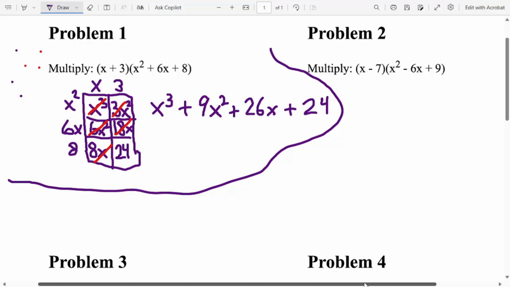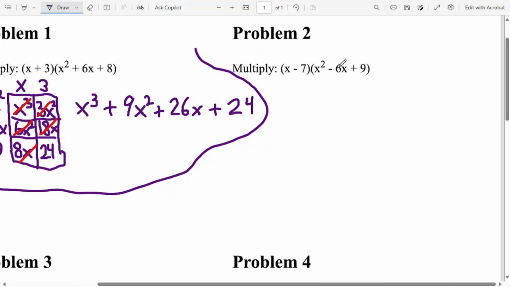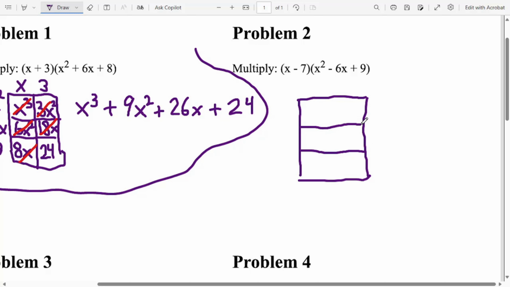We are multiplying x minus 7 times x squared minus 6x plus 9. So again, I'm going to draw a Punnett rectangle. Let's make it a little bit larger this time. So I have x plus a negative 7, so minus 7 here. And I have x squared plus a negative 6x plus 9.